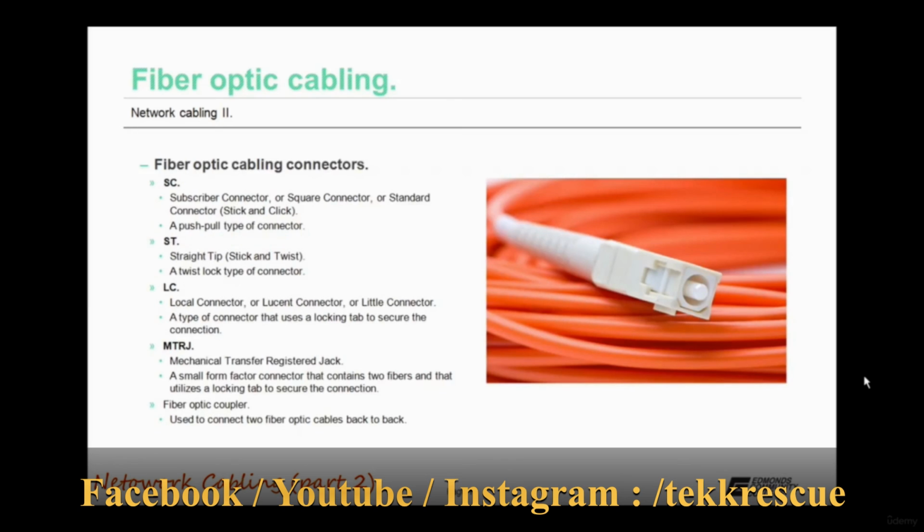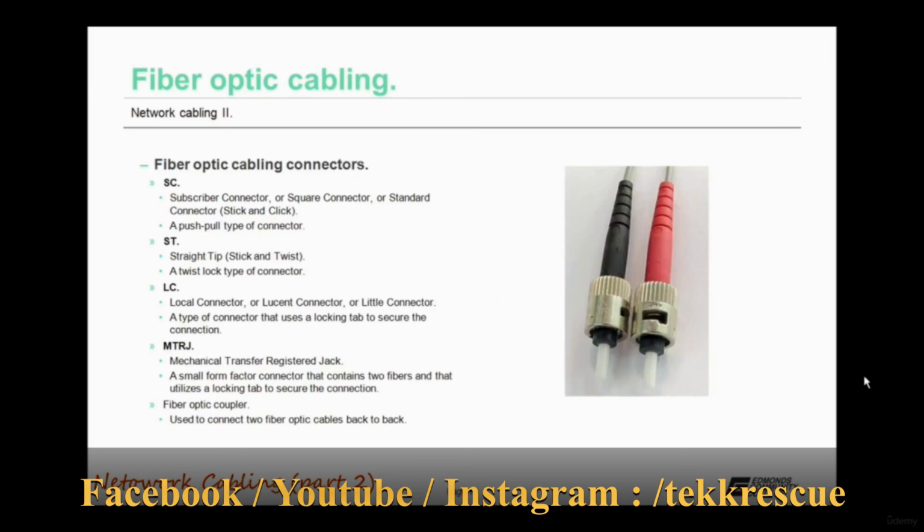So now let's talk about fiber optic cabling connectors. And first up is the SC. That is the subscriber connector or the square connector. You can also call it a standard connector. An easy way to remember it is stick and click. It's a push-pull type connector.